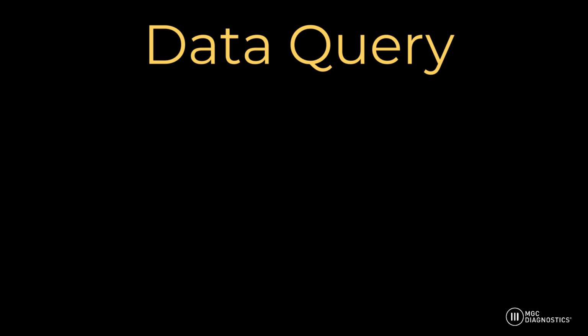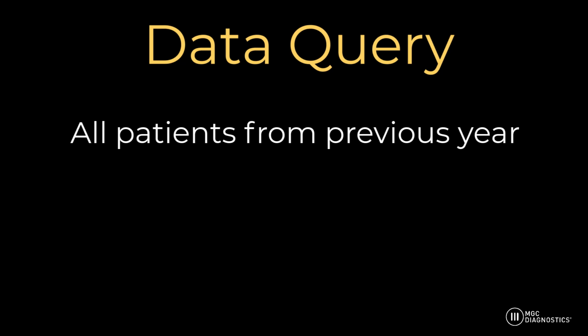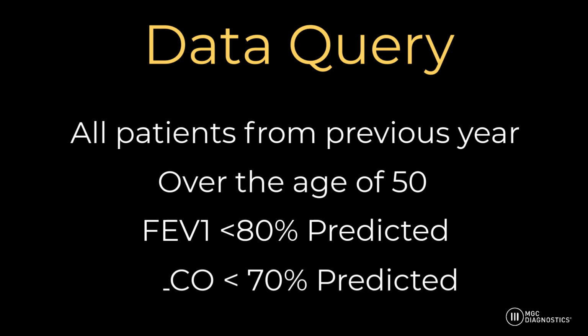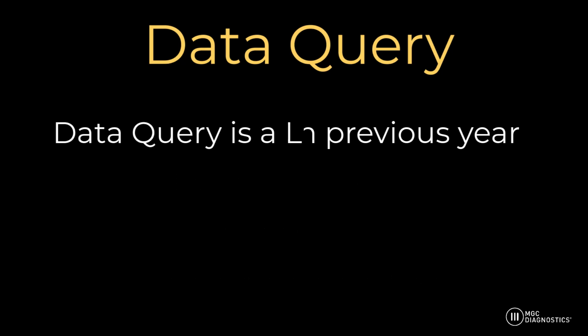As an example, you can create a query that displays all patients from the previous year over the age of 50 who have an FEV1 less than 80% of predicted and a DLCO value less than 70% of predicted. Data Query is a licensed feature. Consult your local sales representative if you have questions about obtaining this software option.